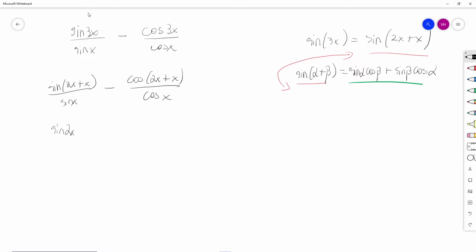and we write it as sine 2x cos x plus sine x cos 2x over sine x, minus, and we do the same thing here, but there's a different rule for cosine. Now I'll write it up just in case. That's a very important point: for cosines it's the opposite sign of whichever is in the bracket. So cosine alpha cosine beta minus sine alpha sine beta. So let's try that out.